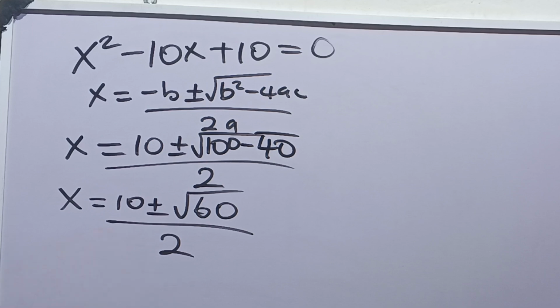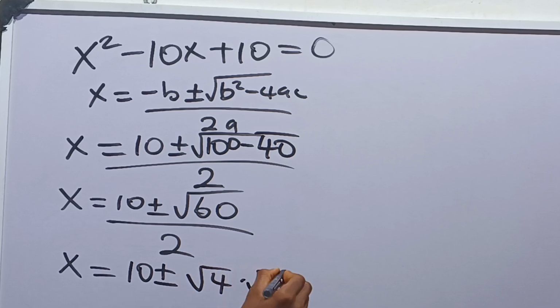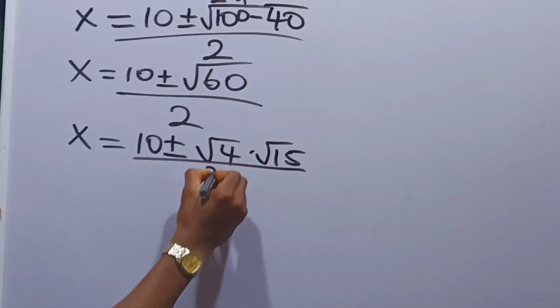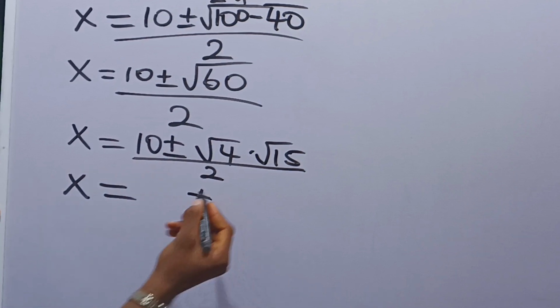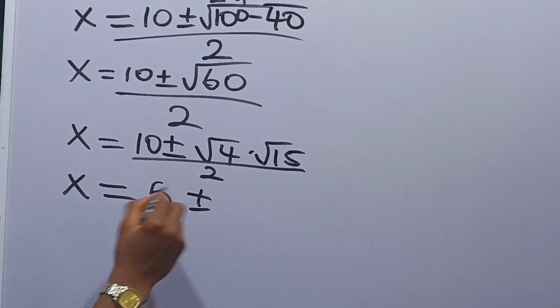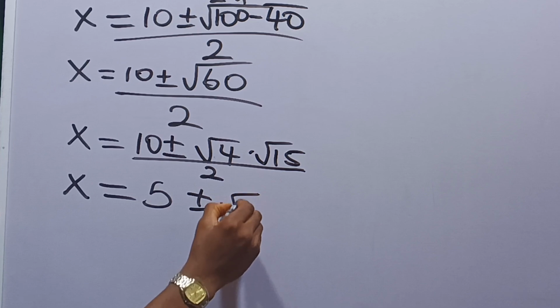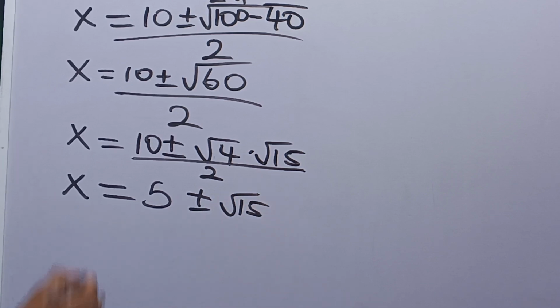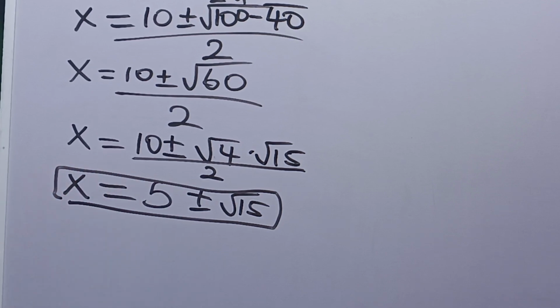Now, x will become equal to 10 plus or minus root of 60, and root of 60 can be expressed as root of 4 times root of 15, all over 2. Let's isolate this in the middle. Now, 10 divided by 2 is 5, root of 4 is 2, and 2 divided by 2 is 1. So what's left is root of 15. So x in this equation is 5 plus or minus root of 15.